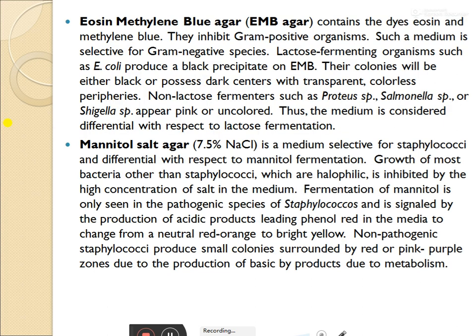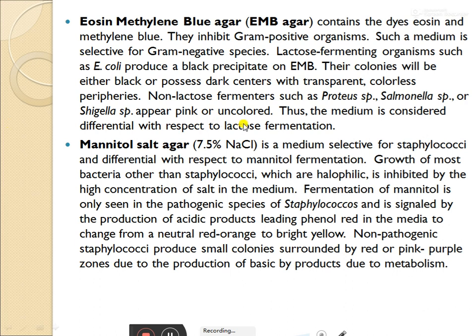Then EMB agar media, that is eosin methylene blue agar media, which contains di-eosin and methylene blue. They inhibit the growth of gram positive microorganisms and it is selective for gram negative, as MacConkey's is also selective for gram negative bacteria. In this media, lactose fermenting microorganisms such as E. coli produce black precipitate on EMB agar and their colonies will be either black or possess a dark center. Non-lactose fermenting bacteria such as Proteus or Salmonella or Shigella appear as pink or colorless colony.